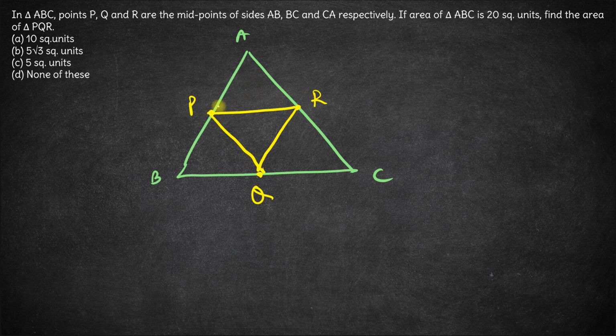Now we know if you join the midpoint, this is a general property of any triangle. If you join midpoints of a triangle, the whole triangle is divided into four smaller triangles, 1, 2, 3 and 4, such that the area of all these four triangles is same. That is 1/4 the area of the bigger triangle. So area of each of these triangles will be same, and it will be 1/4 of 20. So area of each of these triangles will be 5 square units. So area of PQR will also be 5 square units. Option C is the right answer here.